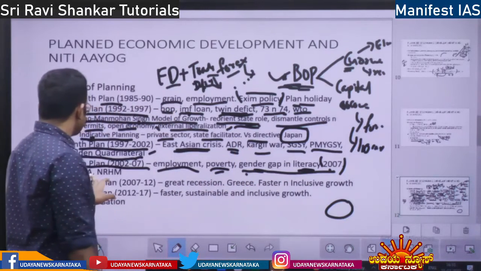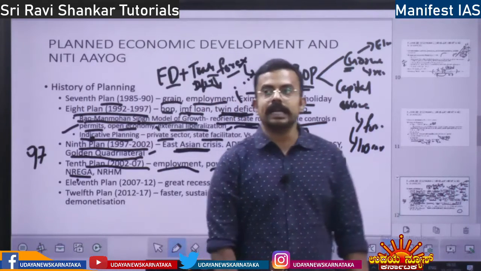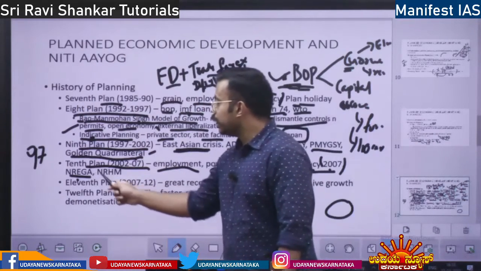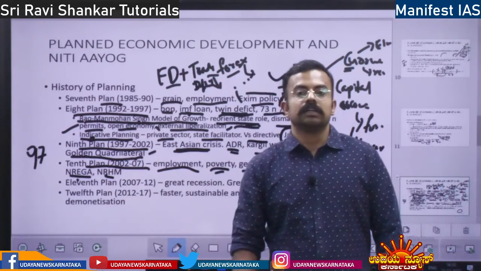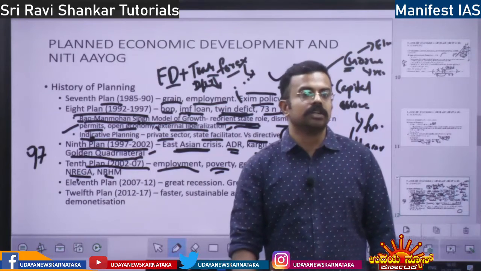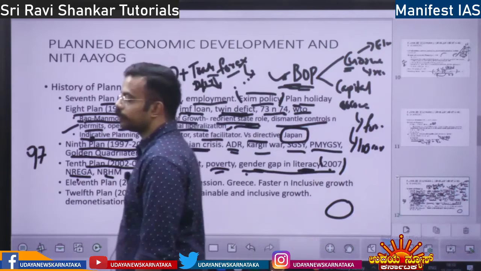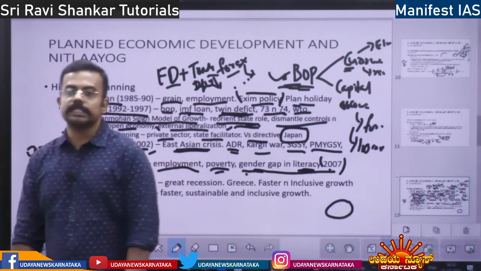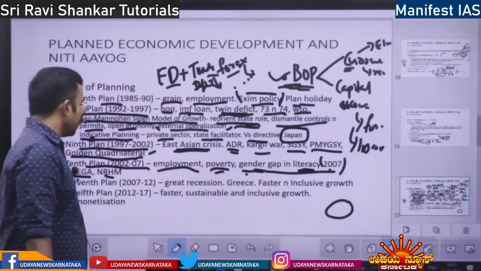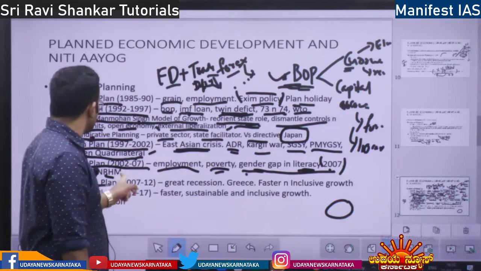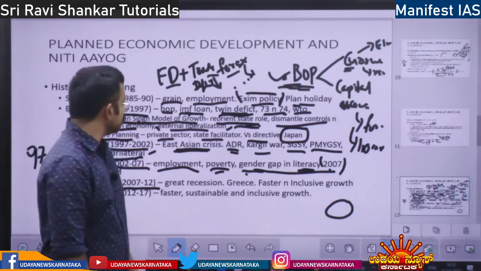And also here comes NREGA, the Mahatma Gandhi National Rural Employment Guarantee Act 2005, and also the National Rural Health Mission. We have the National Rural Health Mission and also the National Urban Health Mission. Both these things come. Okay. This is all about the 10th plan. Now the 11th plan, 2007 to 2012.